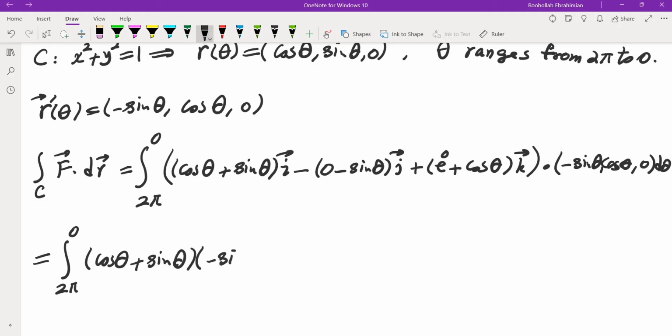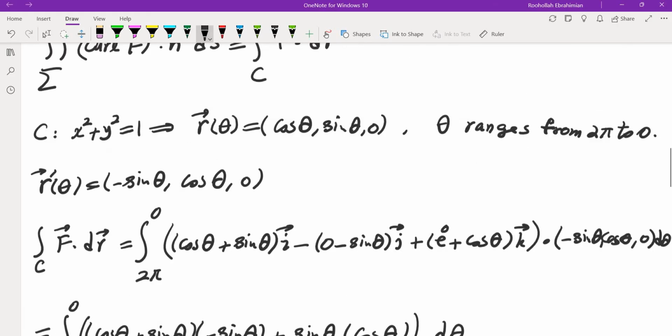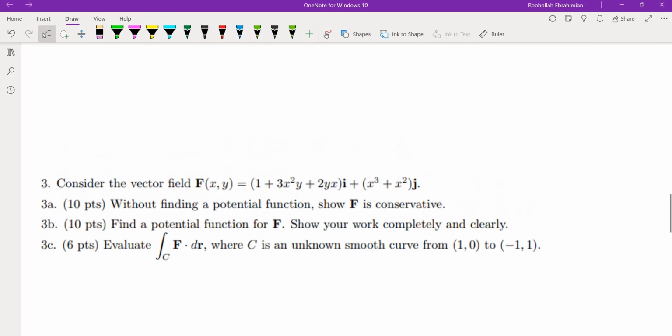and negative sine theta plus, this is sine theta times cosine of theta, and finally e to the 0 plus cosine theta times 0. So that's 0. So all of that d theta. So this is our final answer. And they asked us to not evaluate this.